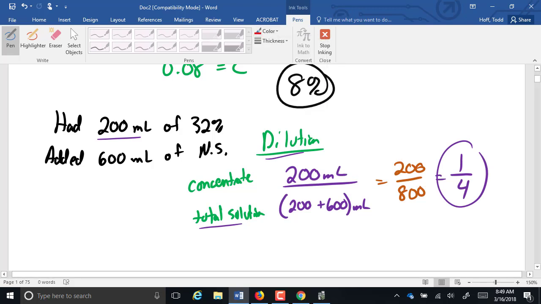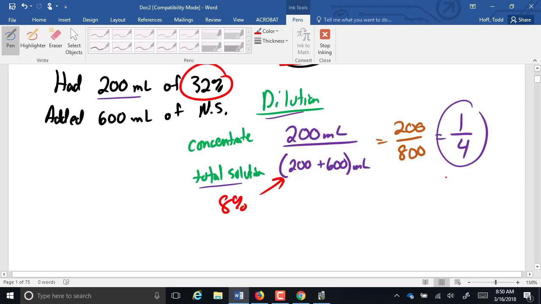Well, if we compare our percents, the 200 milliliters was at 32%. After we diluted it, what did we get for the percent? 8%, right? That's what we found up here. There's a relationship between those percents and the dilution. We have a 1 in 4 dilution. Our ratio of percents, 8% to 32%, is the same ratio as our dilution, a 1 in 4.